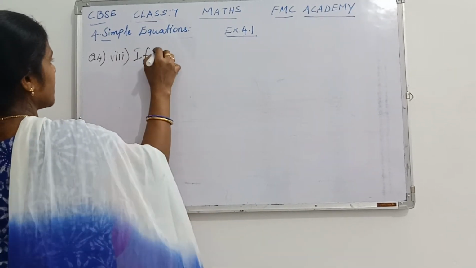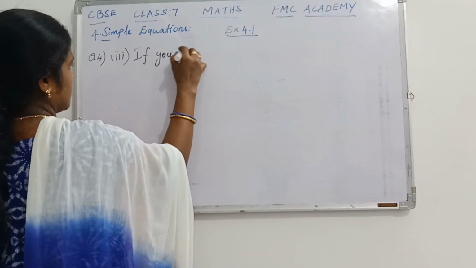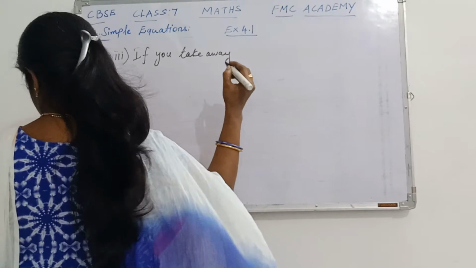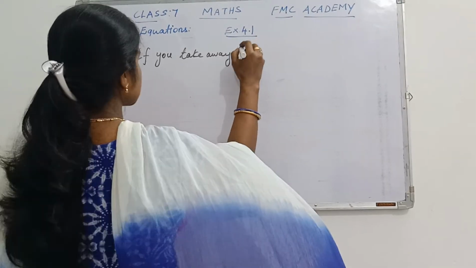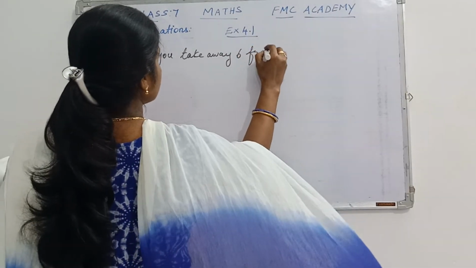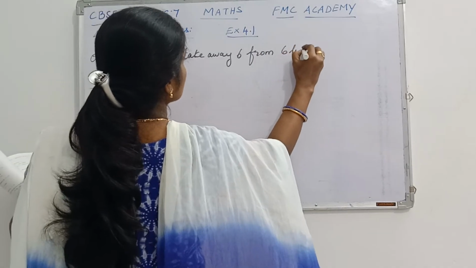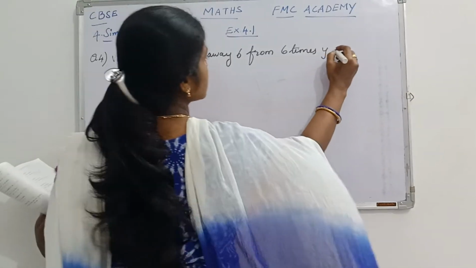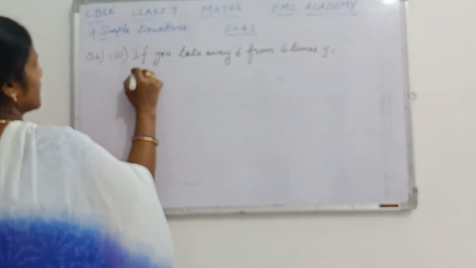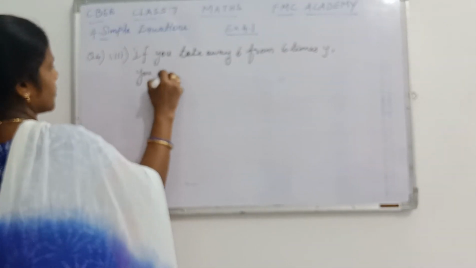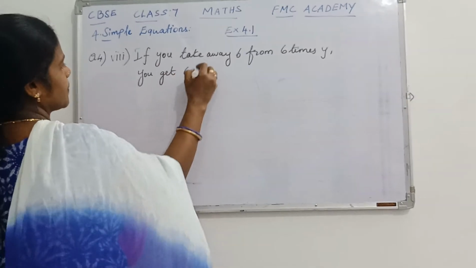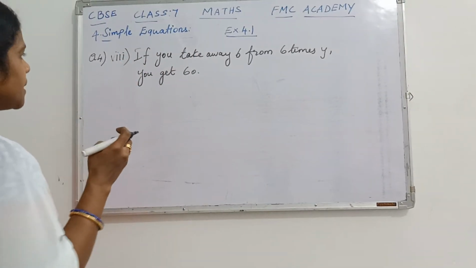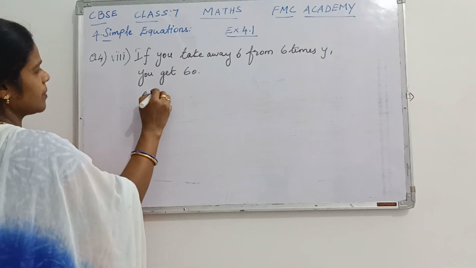If you take away 6 from 6 times y, you get 60. Okay, see now, actually the statement is looking like a bigger one, but it is very simple. Let's see from where to start.